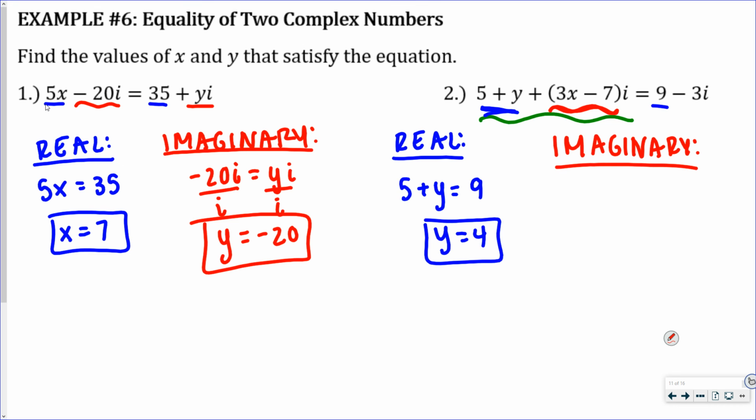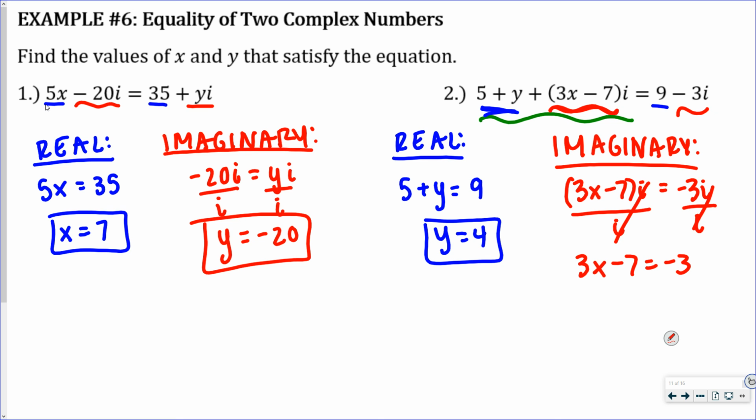All right, and then the imaginary part, the left-hand side, that 3x minus 7. You can put i if you want to. You don't really have to because the i's end up canceling out. You could divide both sides by i and those cancel out. So 3x minus 7 is negative 3. Setting the real parts equal to each other, 3x is 4, x is 4/3.